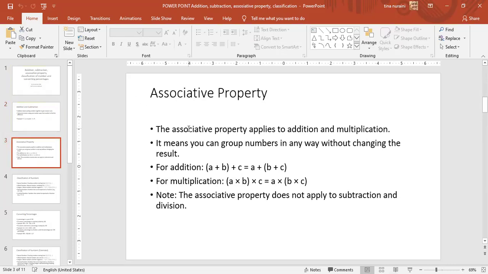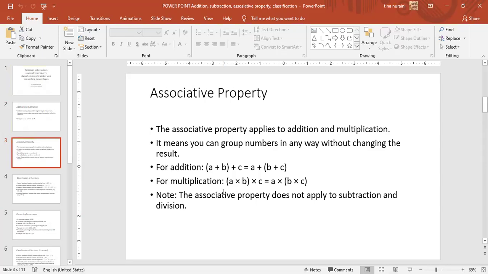So the second one we have learned about is the associative property. The associative property applies to addition and multiplication. It means you can group numbers in any way without changing the result. For addition, (a + b) + c equals a + (b + c). And for multiplication, (a x b) x c equals a x (b x c).